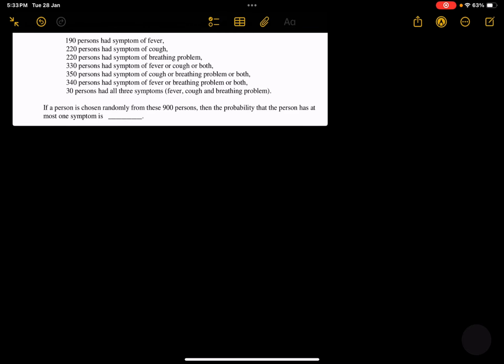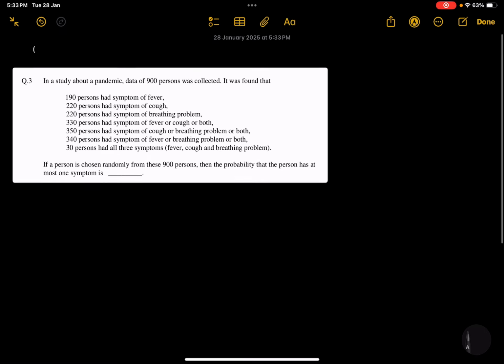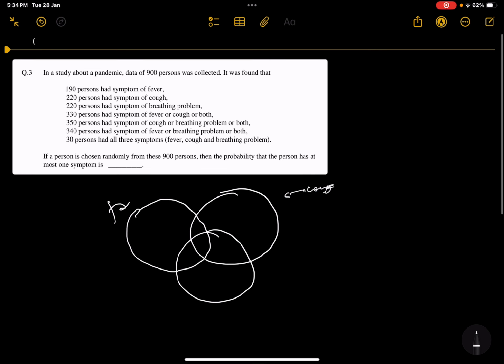With this one, we'll go back to basics. Start with the simple Venn diagram. So let's let this set represent the number of people who have fever. This set, cough. And this set, breathing problems.